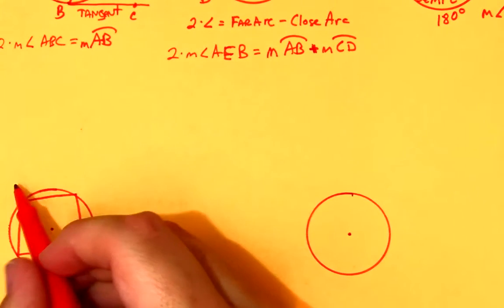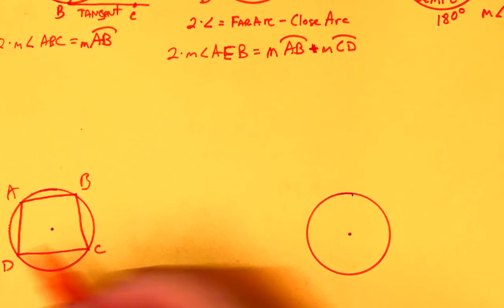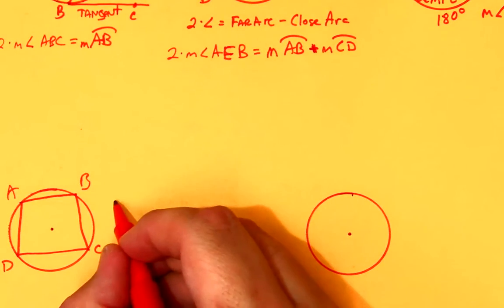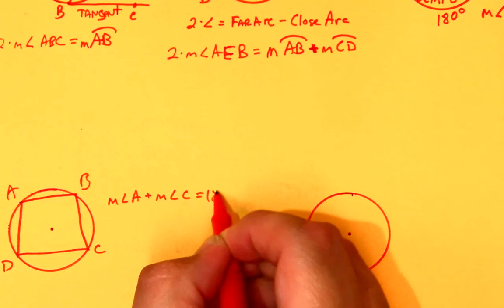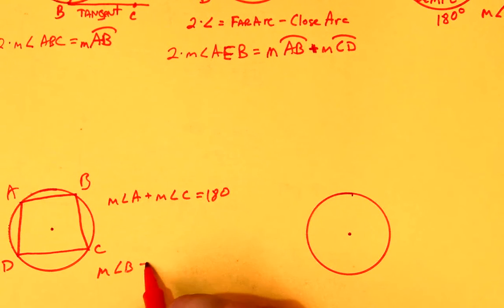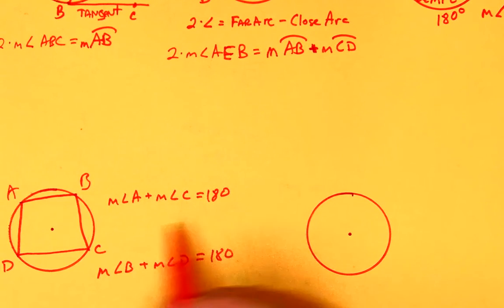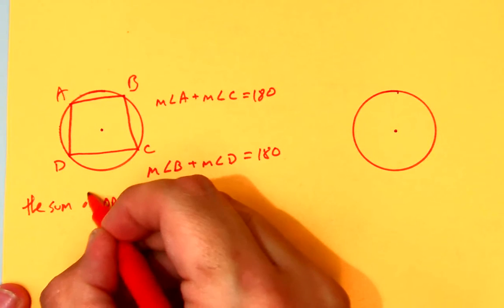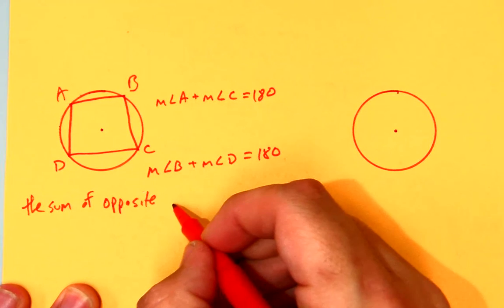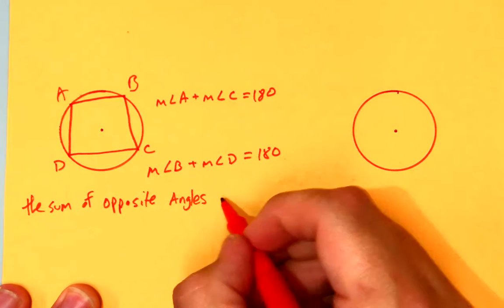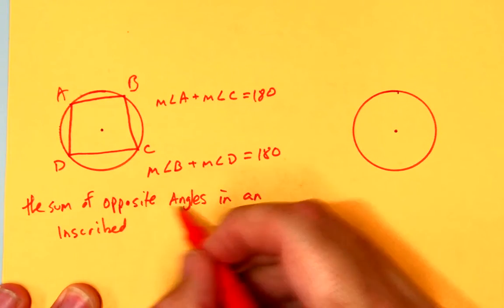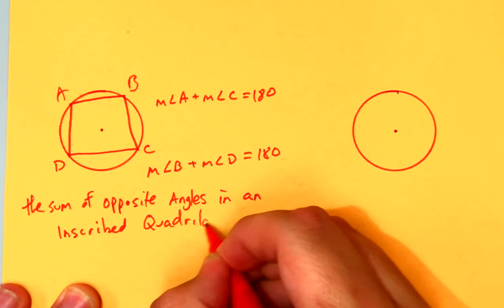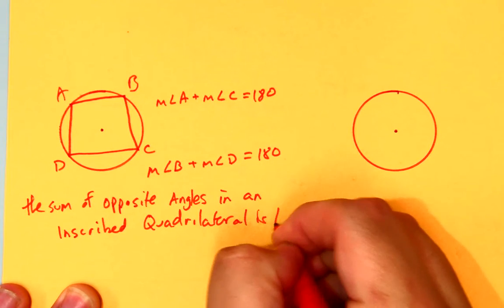Now, if we have a quadrilateral, A, B, C, D, that's inscribed into a circle, the measure of angle A plus the measure of angle C is equal to 180. Measure of angle B plus the measure of angle D is equal to 180. So opposite, we'll say the sum of opposite angles in an inscribed quadrilateral is 180 degrees.